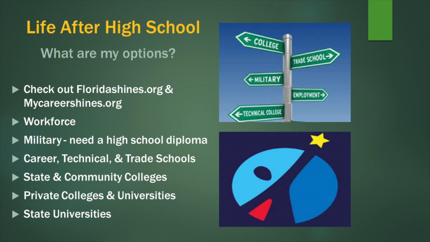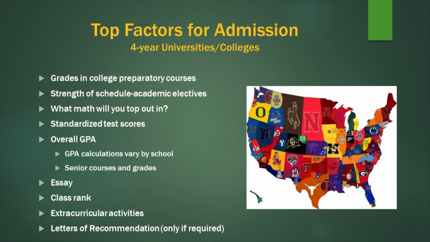Now is the time to start thinking of your goals after high school. If you plan on attending a 4-year university, these are some factors you should start considering: grades in college preparatory courses, strength of schedule and academic electives, what math will you top out in, standardized test scores, overall GPA, and GPA calculations vary by school, senior courses and grades, essay, class rank, extracurricular activities, letters of recommendation only if they're required.